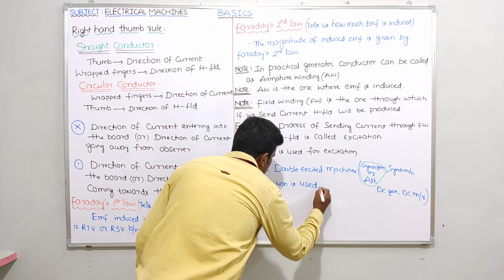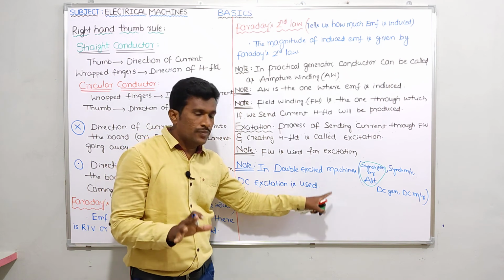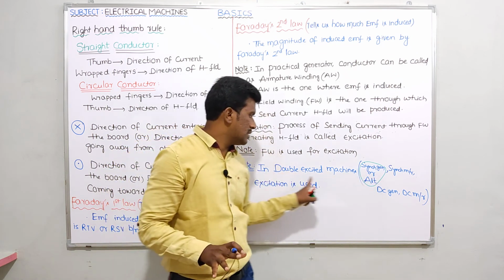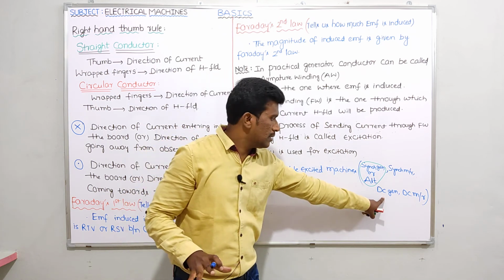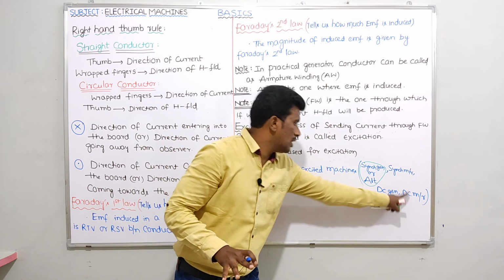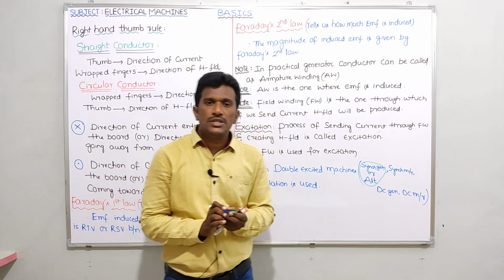Is it clear? One more question you should understand. Synchronous generator, a double excited machine. Synchronous motor, double excited machine. DC generator, double excited machine. DC motor, double excited machine. Now what about the transformer and induction machine?